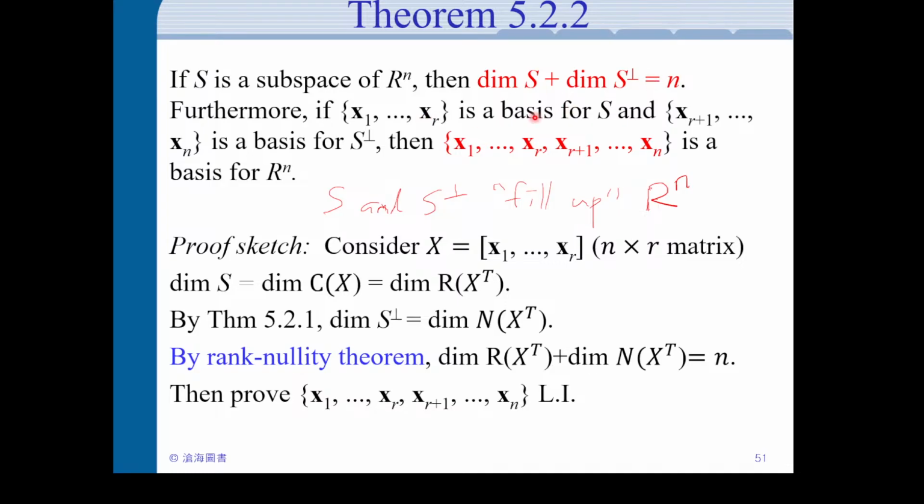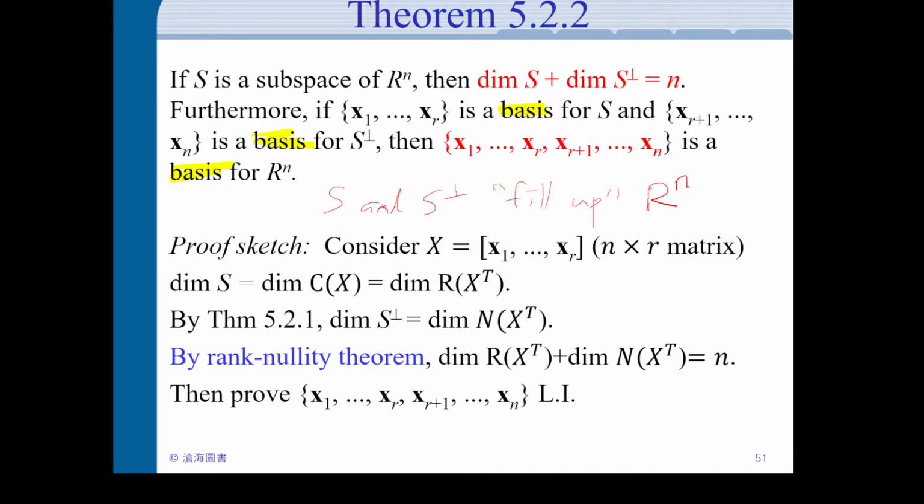And also, you pick any basis for S and any basis for S perpendicular, and just list those bases together, you will also get a basis, and it's a basis for Rn. So here the important thing is we have a basis here: basis, basis, and basis. Any question?